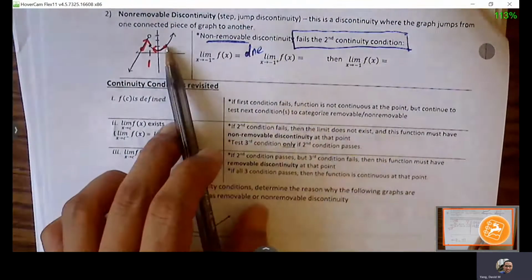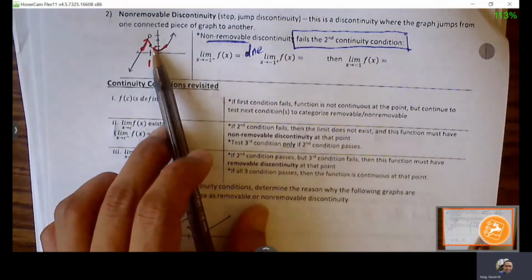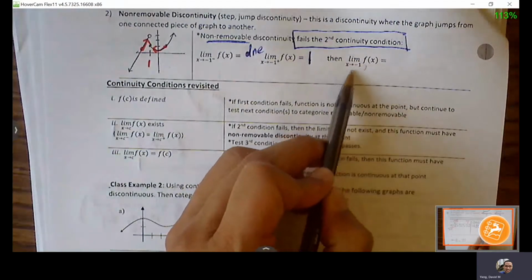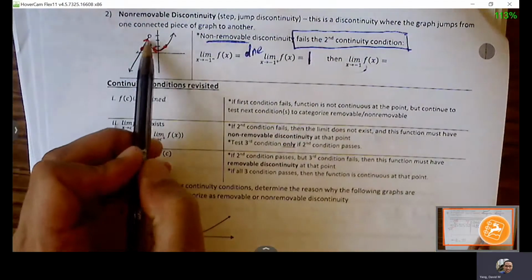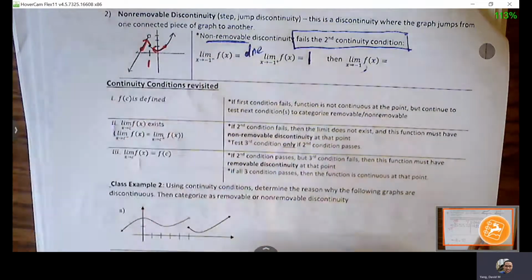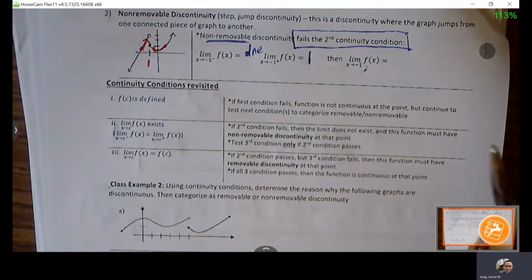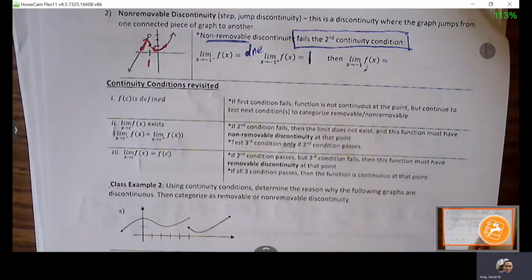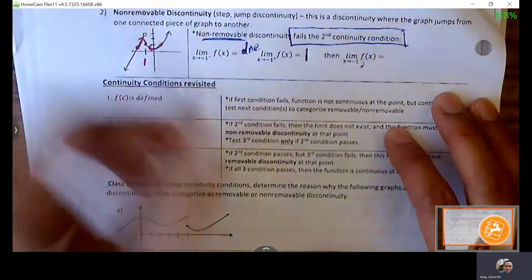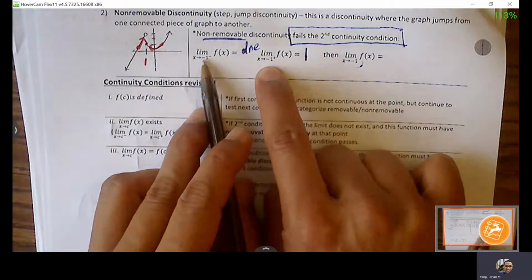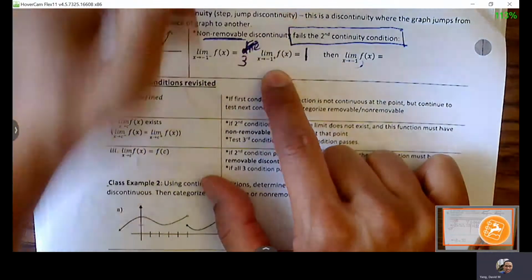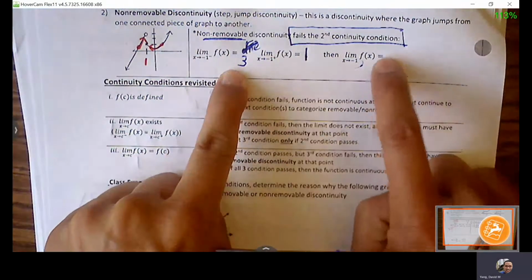From the right side of 1, the arrow is headed towards a positive y value of 1. But from the left side of 1, this arrow is headed towards a y value of 3. So 1 and 3 are not in agreement. Therefore, the limit does not exist. I'm sorry, this is one side limit here, my bad. One side limit here is 3. And so the full limit doesn't exist.